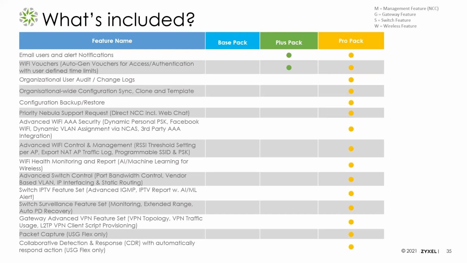Advanced switch features. So vendor-based VLANs, the ability to automatically assign a VLAN tag based on the first few digits of the MAC address. So for instance, you can set it up to automatically recognize the brand of IP phone you use and automatically put those phones on the voice VLAN, etc. The ability to do USG packet captures through the cloud. And the CDP, collaborative detection and response, CDR, collaborative detection and response, that requires ProPack.